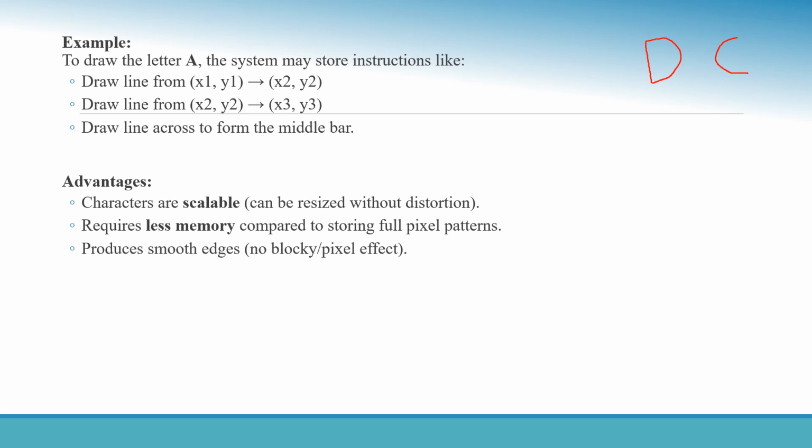So for drawing the letter A, the system may store instructions like draw a line from x1, y1 to x2, y2, and then from x2, y2 to x3, y3. This is how the character will be displayed on the screen. What are the advantages here?